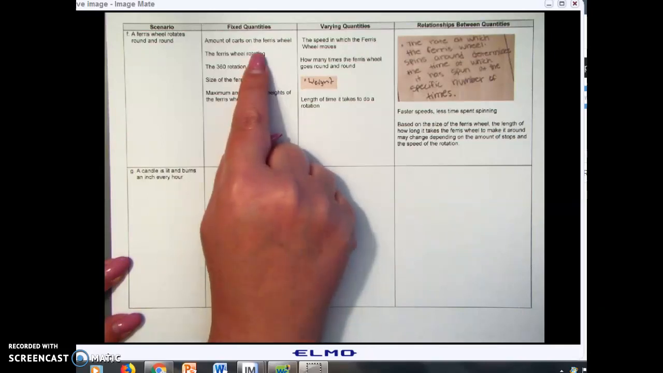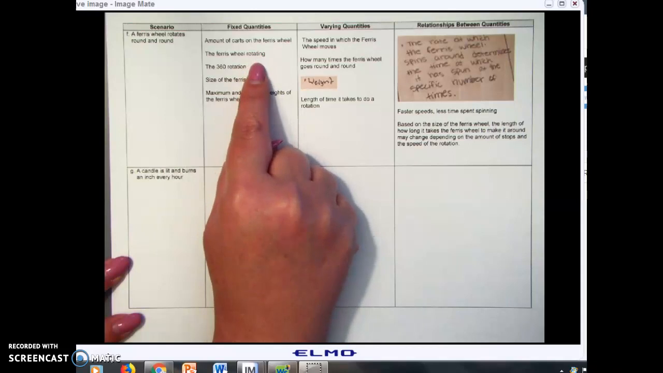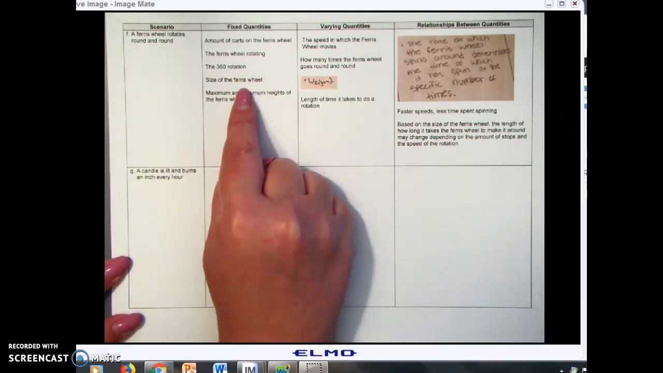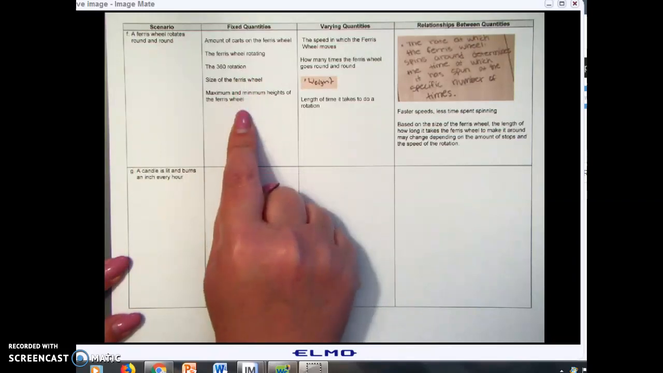So the amount of carts on the Ferris wheel is rotating, and it's a 360-degree rotation. The size of the Ferris wheel is going to stay the same because it's that Ferris wheel that's turning round and round. And then the maximum heights and the minimum heights of the Ferris wheel are going to stay the same because we're talking about the same Ferris wheel throughout the problem.